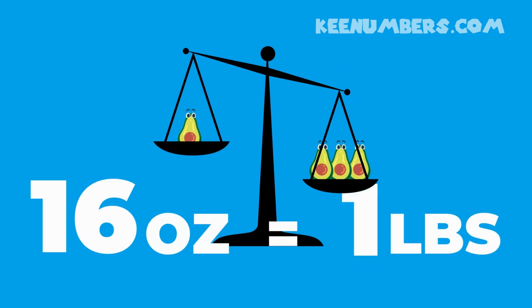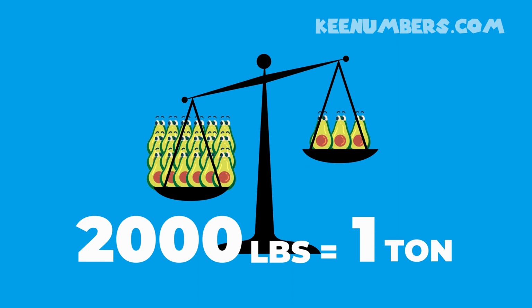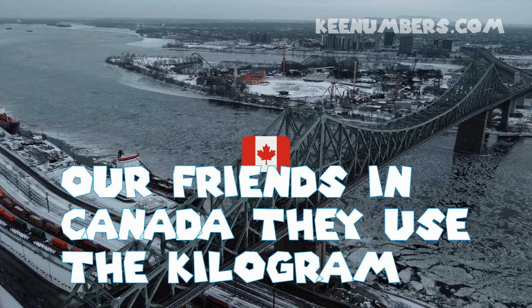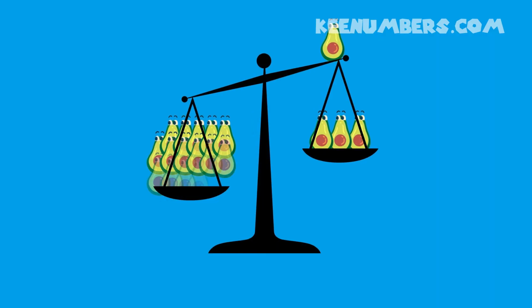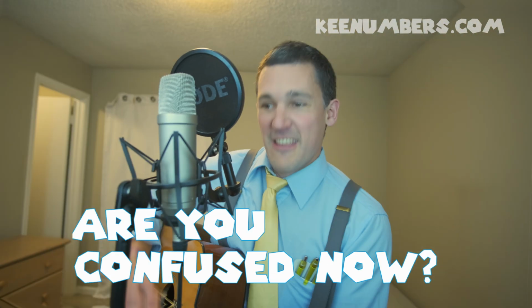16 ounces in a US pound, 2,000 pounds in an American ton. But our friends in Canada, they use the kilogram. 9,000 of those is a metric ton. Are you confused now?